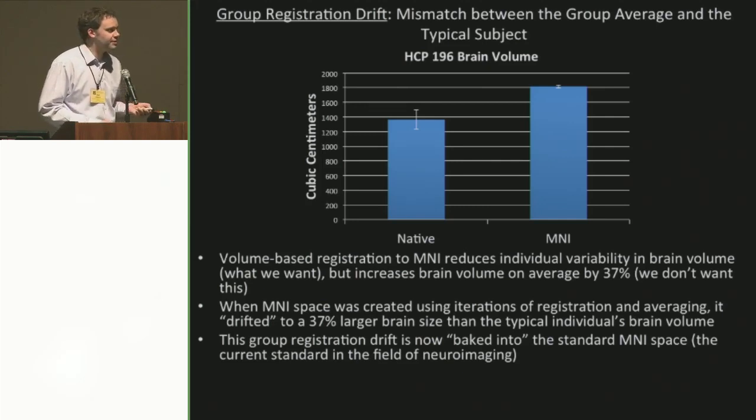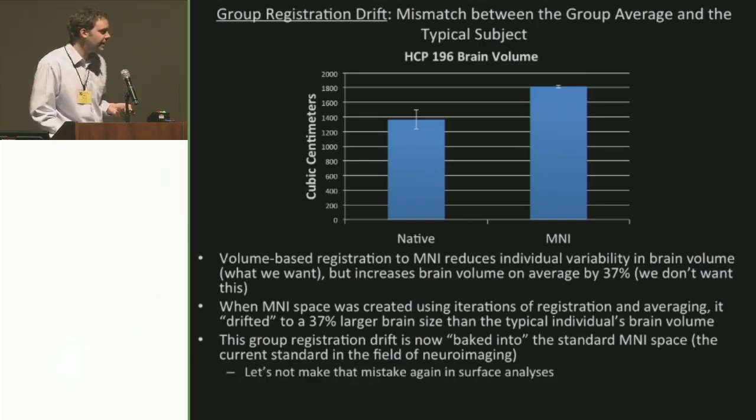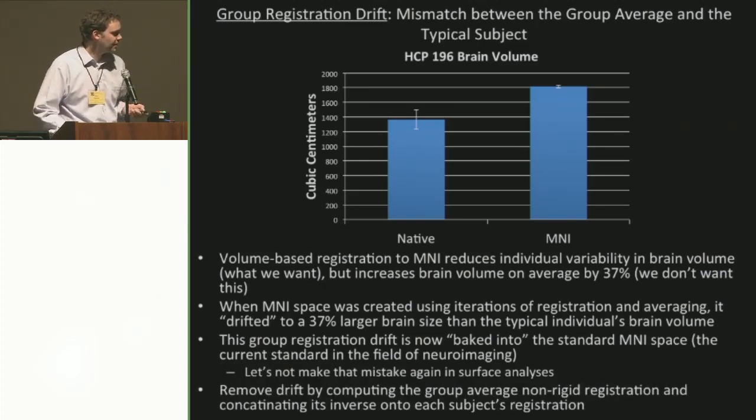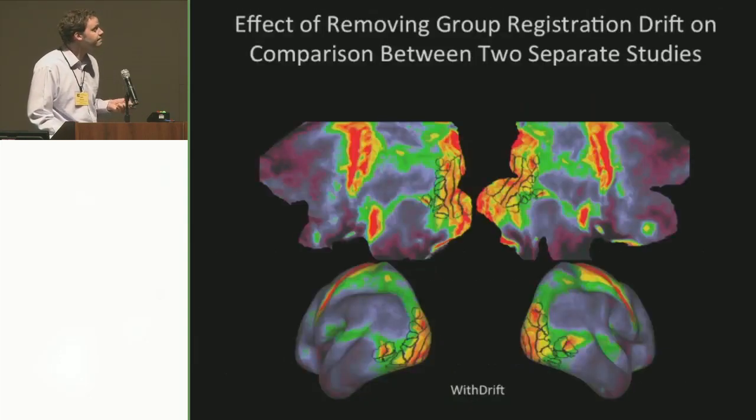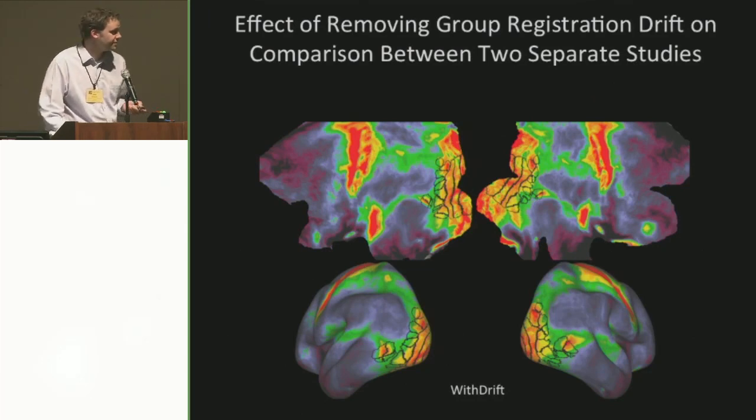If we fix this, then we wouldn't be in an MNI space anymore. So it's hard to fix, but on the surface, we can try to avoid making this mistake. And we can remove group drift by computing the group average registration and concatenating its inverse onto each individual subject's registration. So here's an illustration of how this effect can happen on the surface.